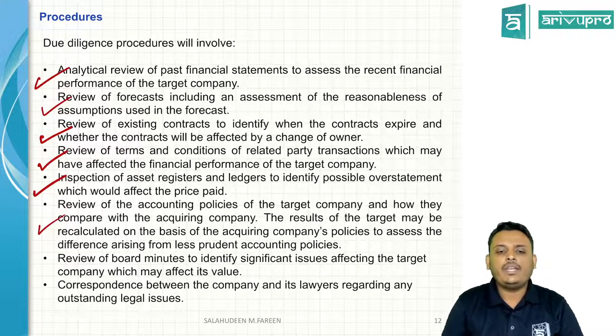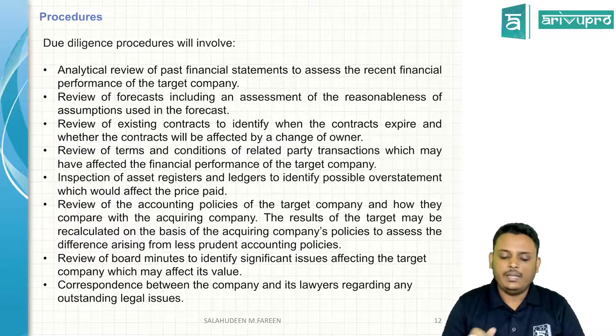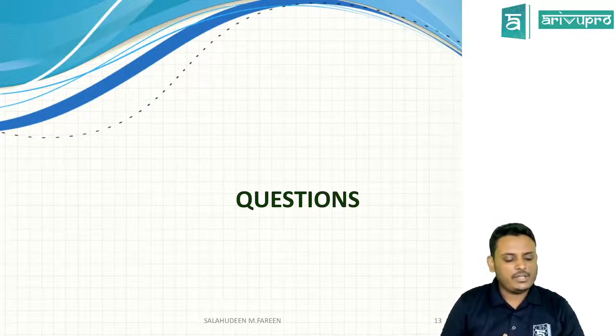Review board meetings to identify significant issues affecting the target company which may affect the value. Obviously board meetings need to be checked, to identify the issues that are affecting the target company's value. Correspondence between the company and the lawyers regarding any legal issues. Obviously you should get the correspondence with the company's lawyers, and you need to ensure whether there are any issues related to legal matters, right? So that's all related to the due diligence.